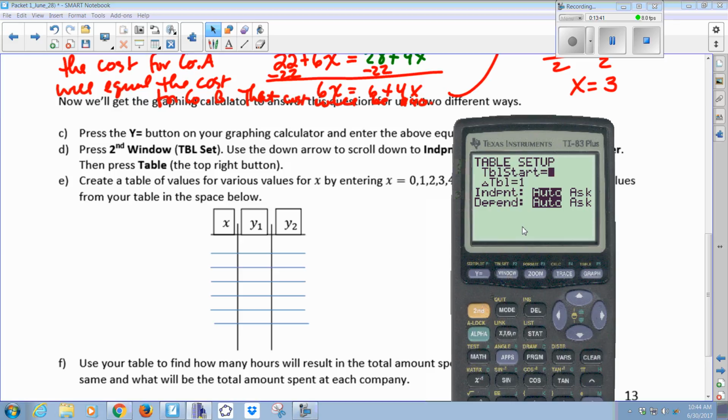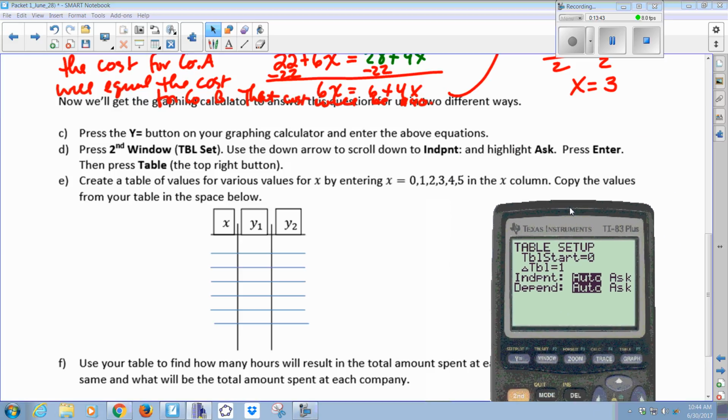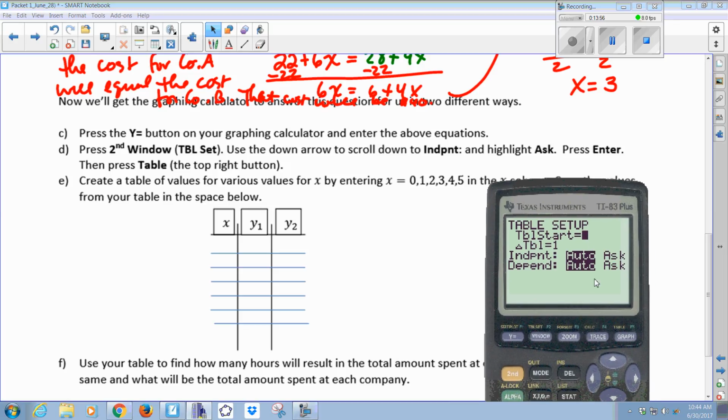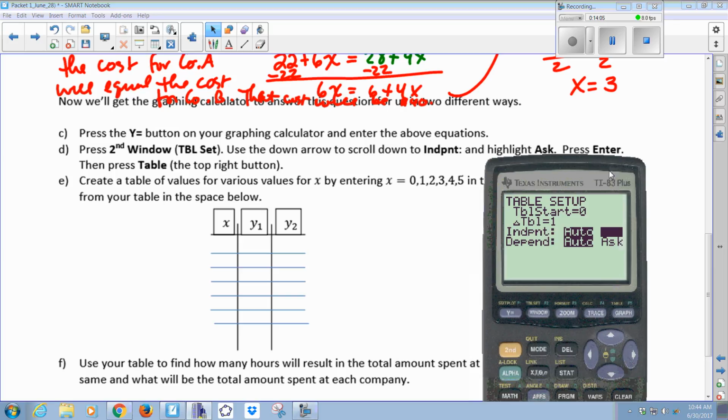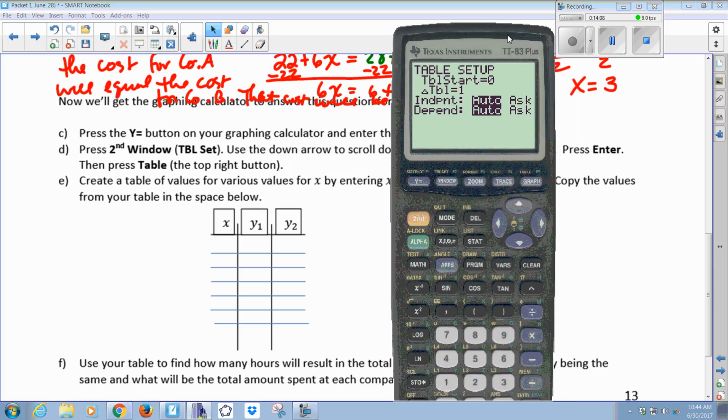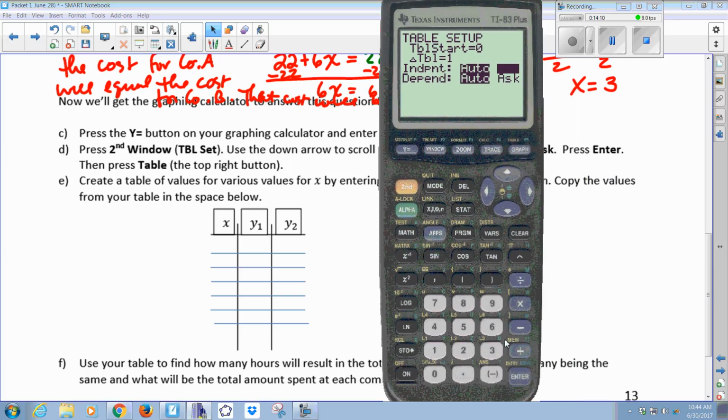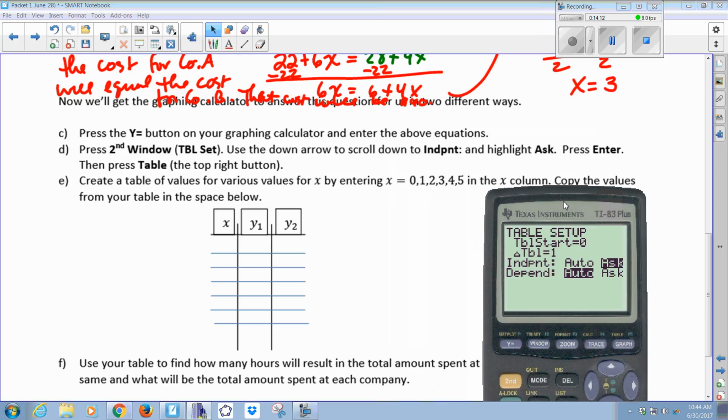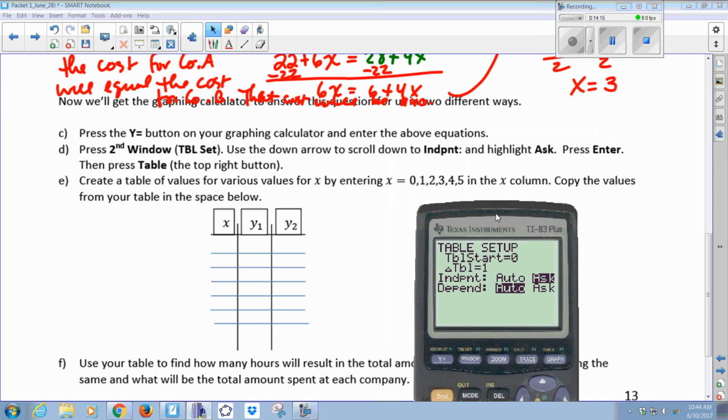Many times when we set our table, we want to ask the table for very specific values of x. So you see here that you want to scroll down, use your down arrow to scroll down to the independent variable, which is x. We scroll down with our little down arrow, and instead of it being automatically calculated, we're going to ask it to calculate for us. So you highlight the x and you hit the enter button. Okay, so now let's see how that changes things.